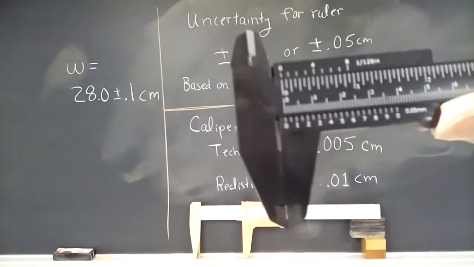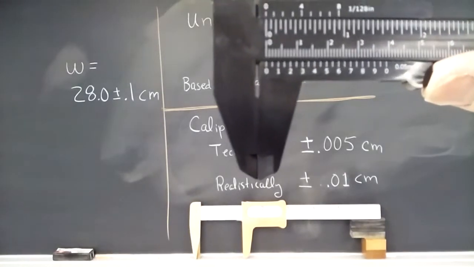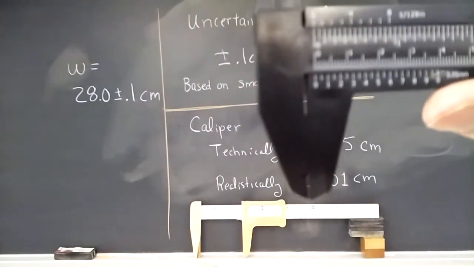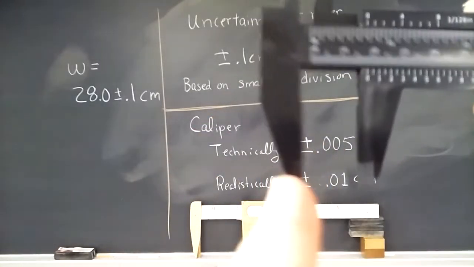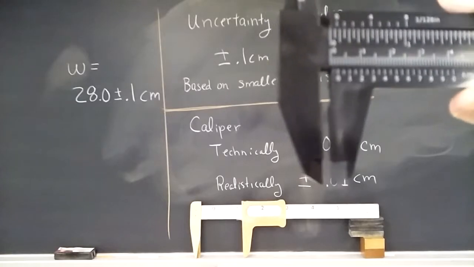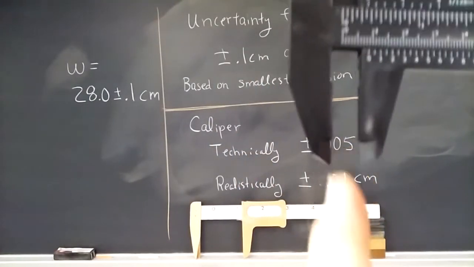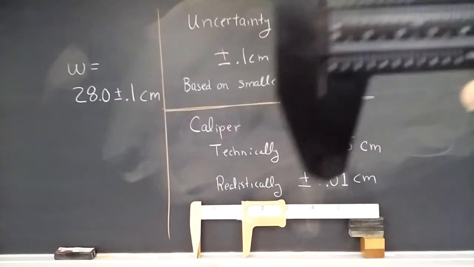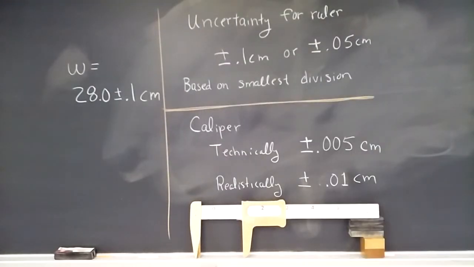Now you're going to notice in this there's a little gap in there, a little space. Don't let that throw you off. If you were measuring something pretty small, like say a coin, you might be able to get it up in that gap, but you don't want to do that because you want to use the lower part of the jaws here, okay? I don't know why they put that gap there, but anyway, don't let that little gap throw you off.